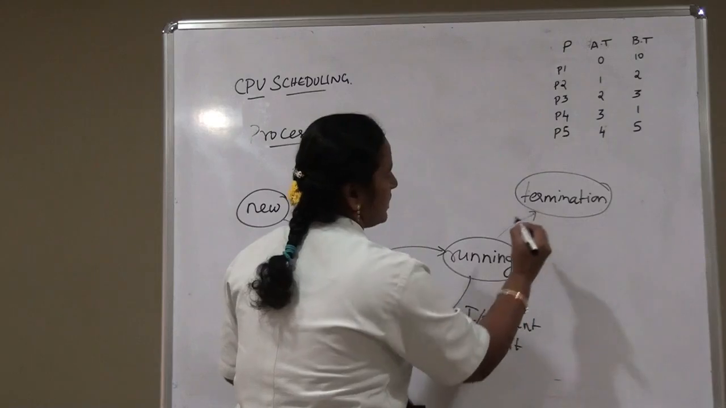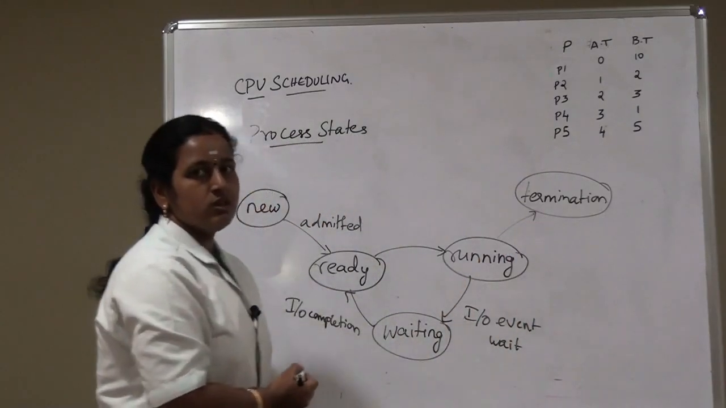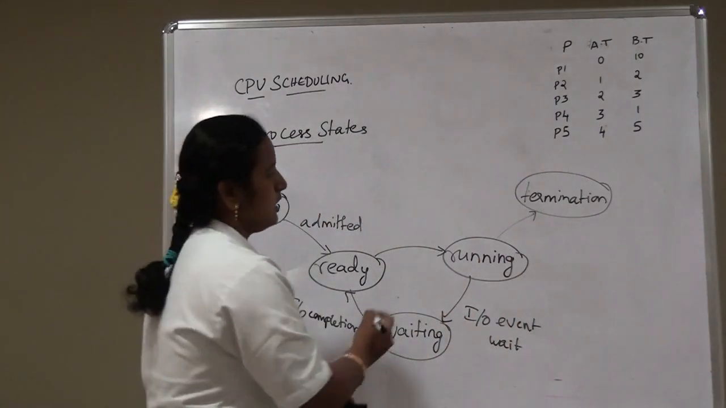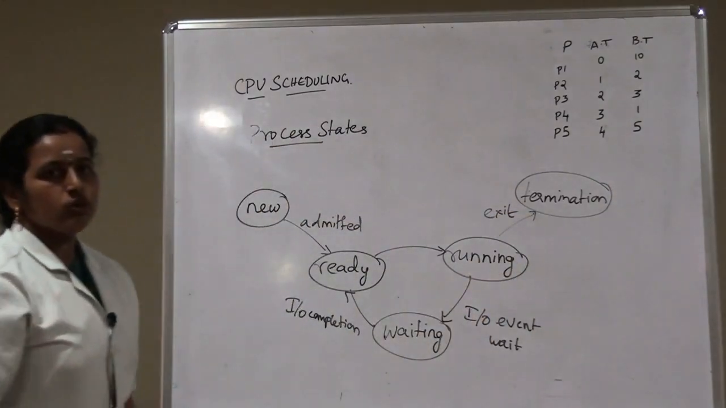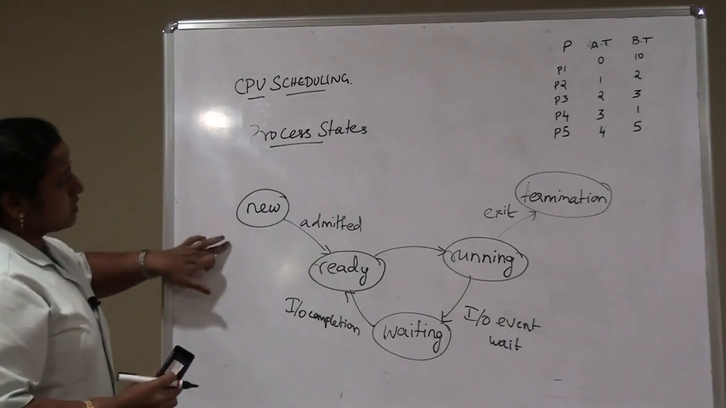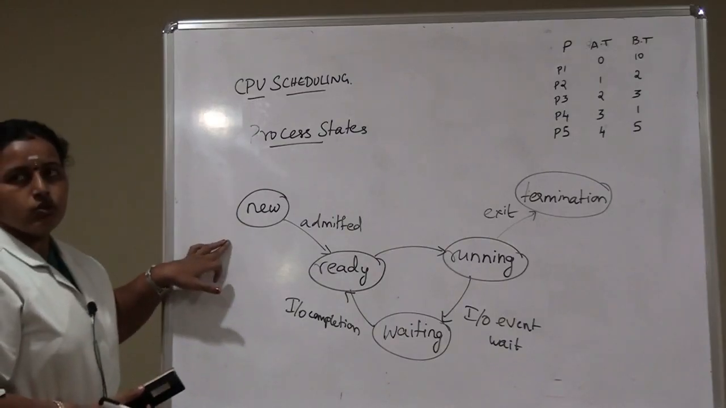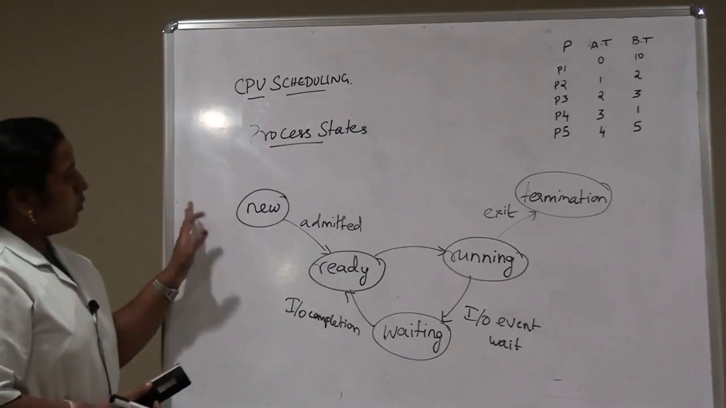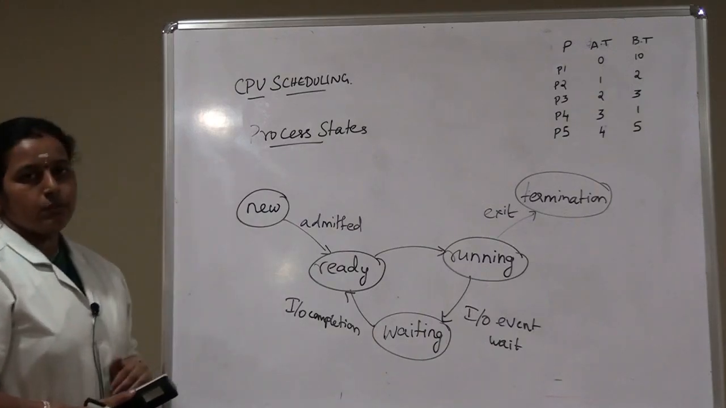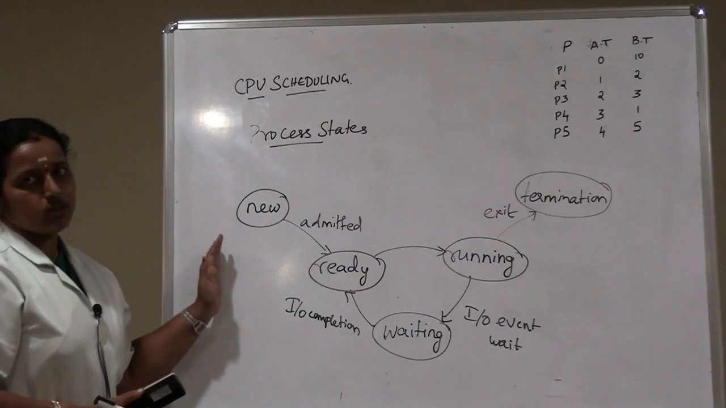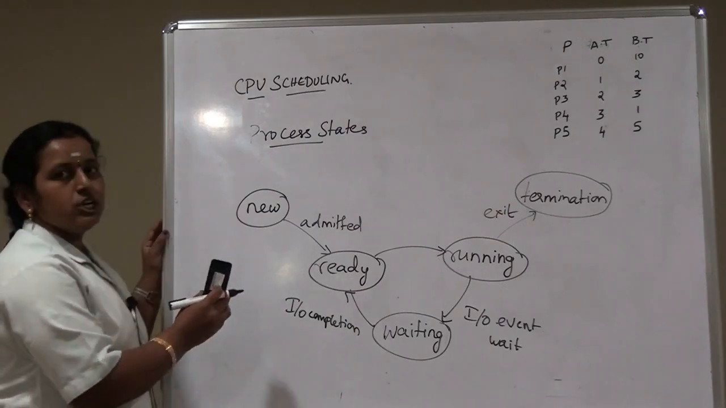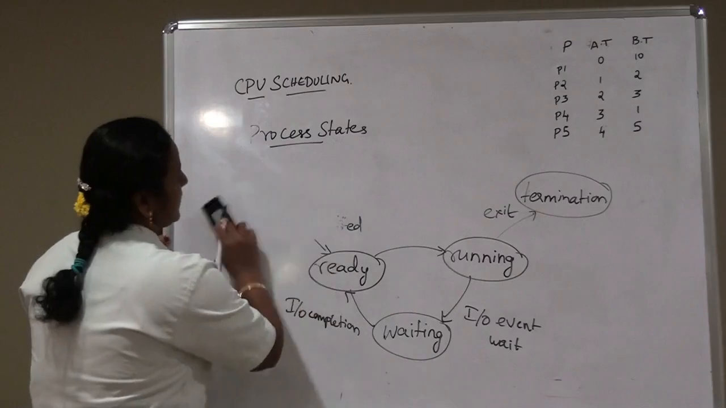From the running state, when a process finishes its execution, it goes to the exit state, that is termination. So these are the 5 states of the process. These 5 states are used in CPU scheduling while scheduling a process to execute. Next we will see the scheduling basics.